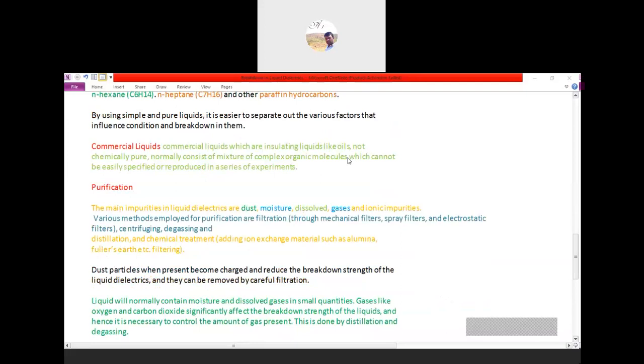Now there is a purification process for this oil.